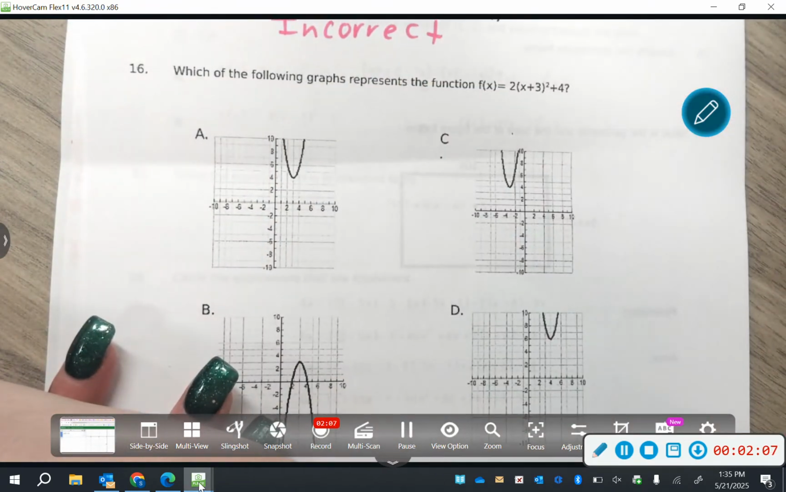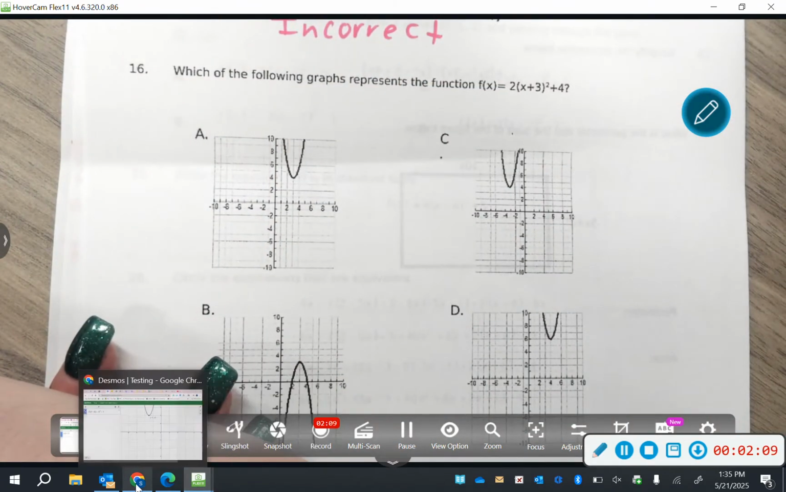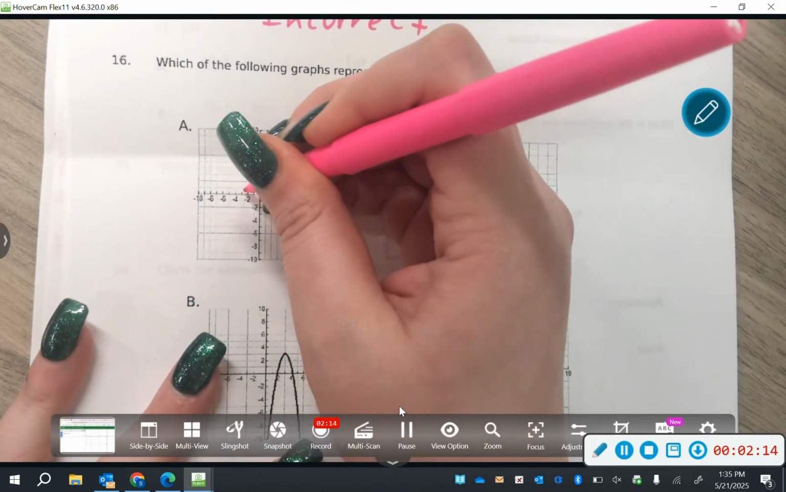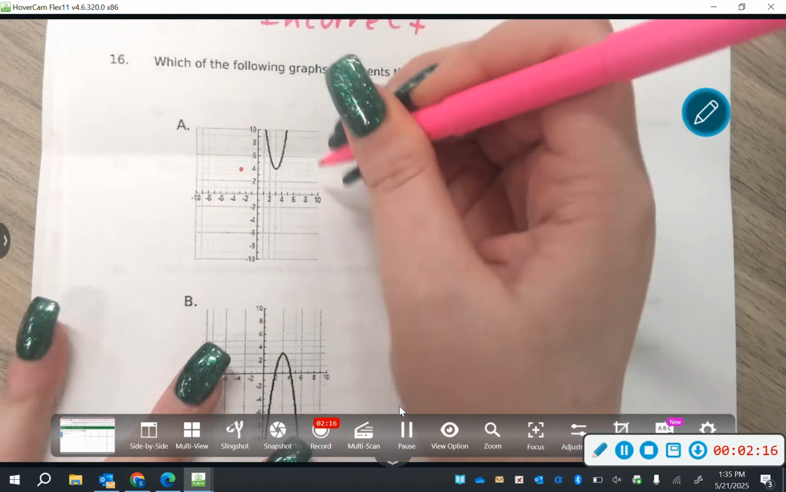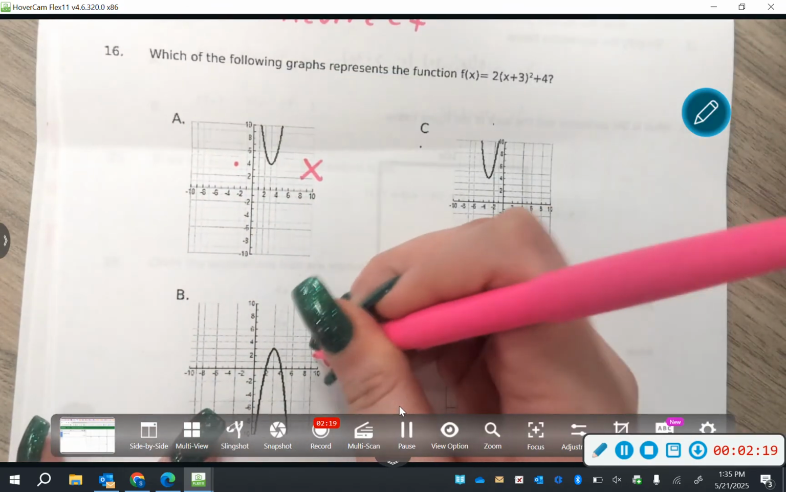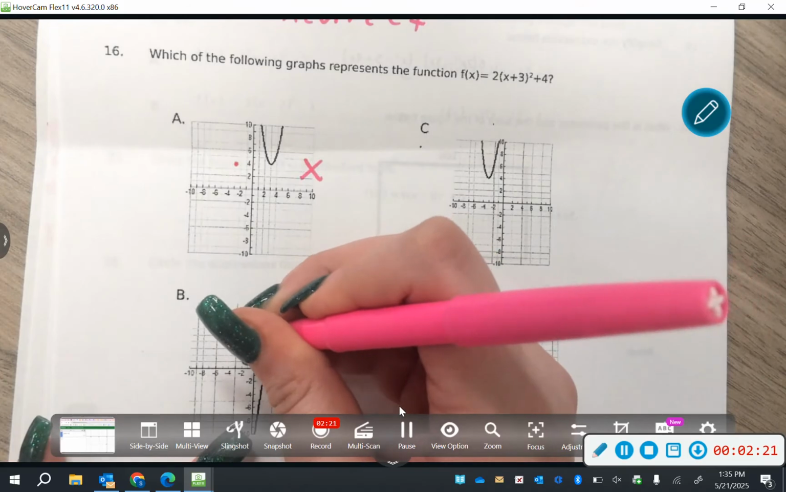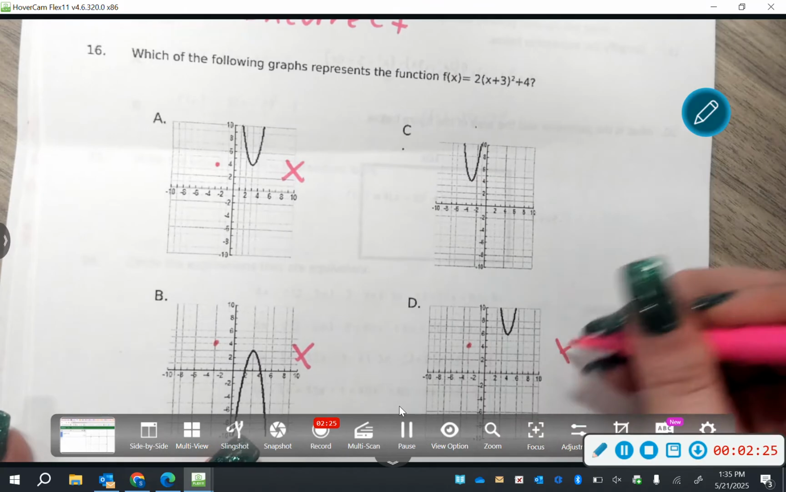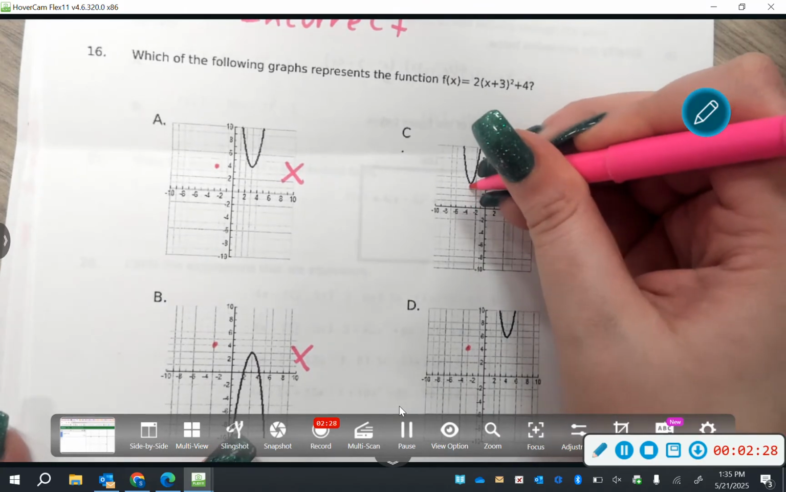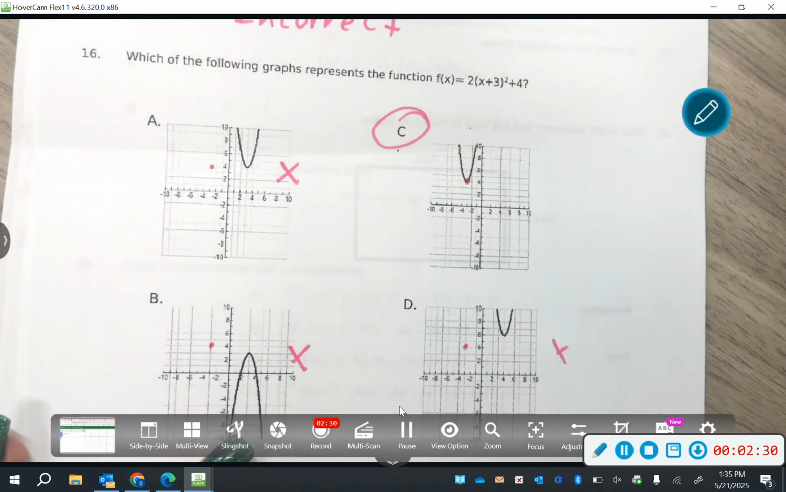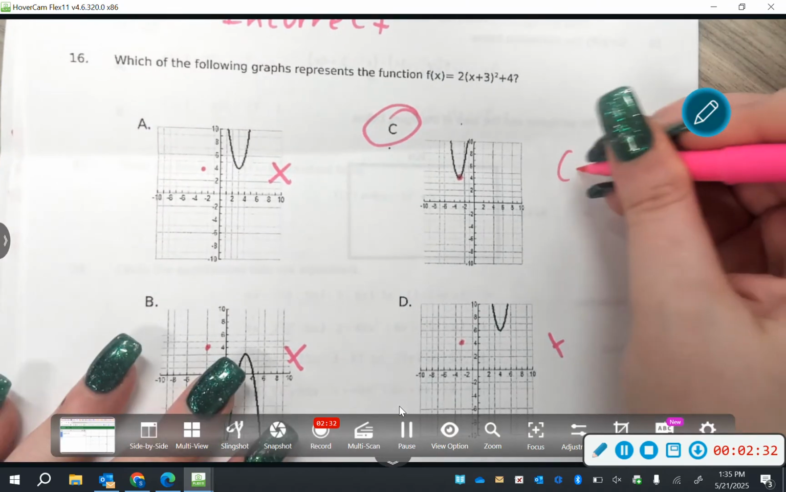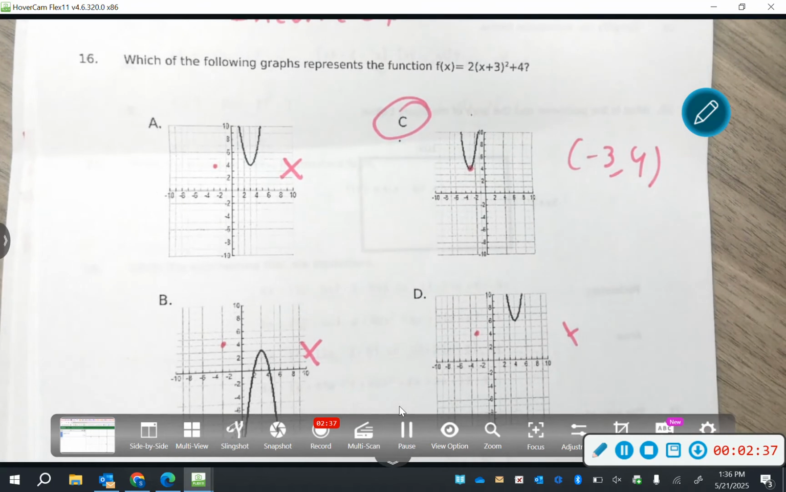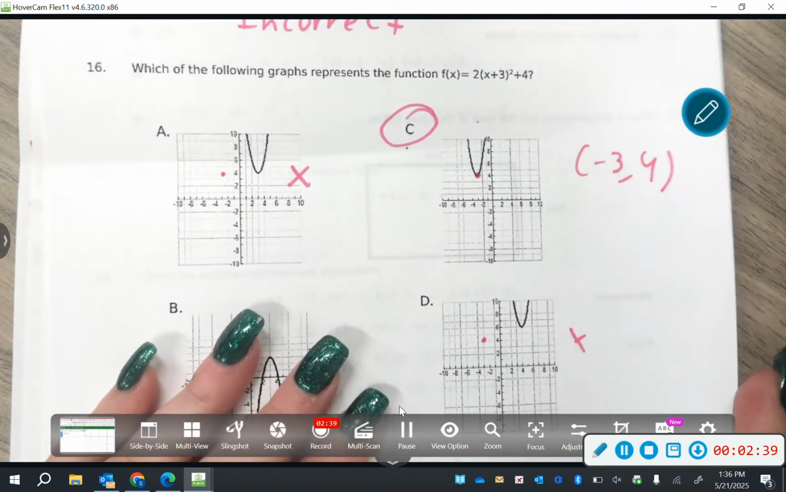Was it negative 3, positive 4? Am I crazy, y'all? I feel like I'm going crazy. Yeah, negative 3, positive 4. Okay, double checking. So negative 3, positive 4, so it's not A. It's definitely not B, because negative 3, positive 4 would be like here. The only one that has a point at negative 3, positive 4, my answer is C. But even just looking at the pictures, you should be able to tell which one matched our graph.